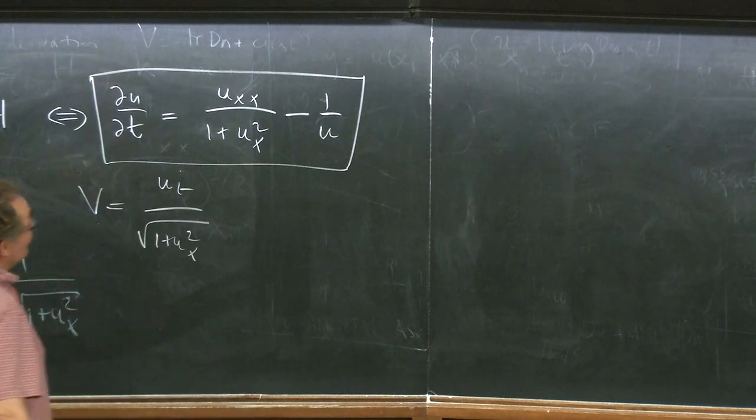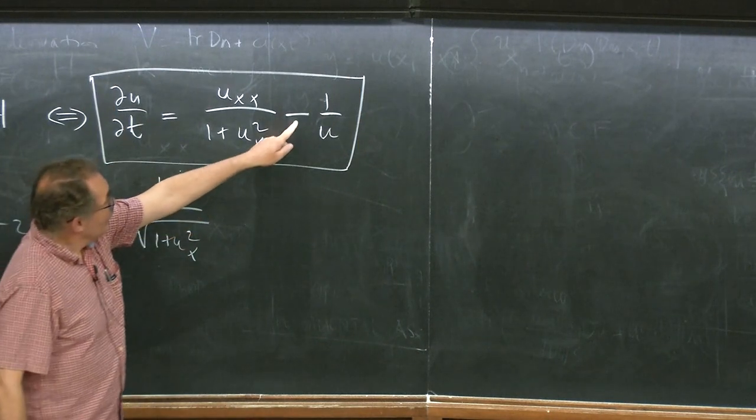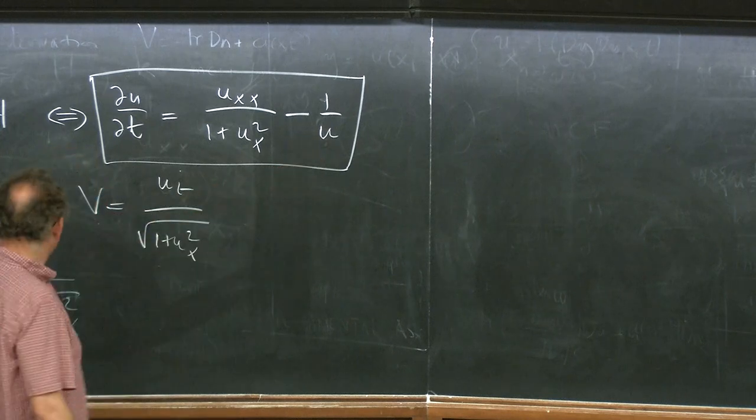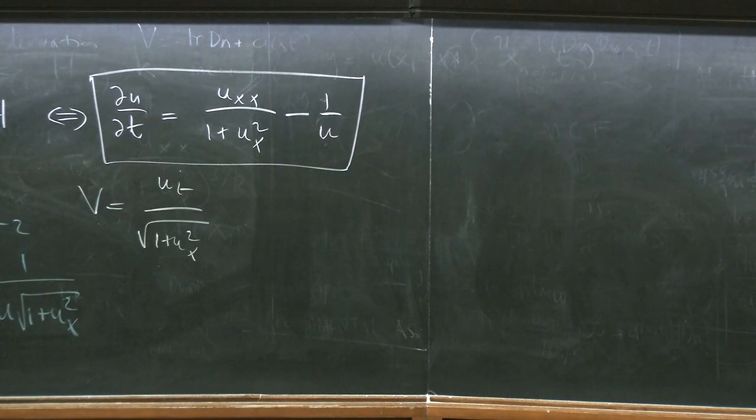It is pretty much the same as curve shortening, except we get this one extra term, and this term is very nice, except when u is zero. So if the surface at some point approaches the rotation axis, which it can only do by becoming singular, then the equation develops a singularity.